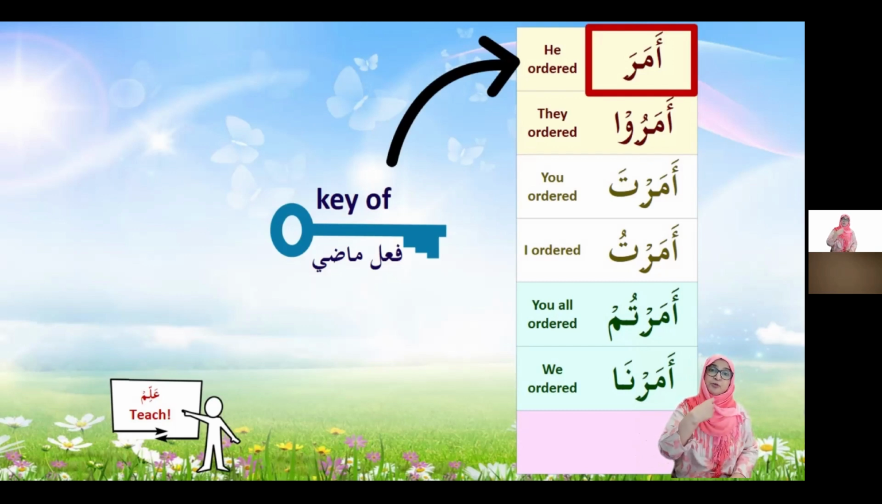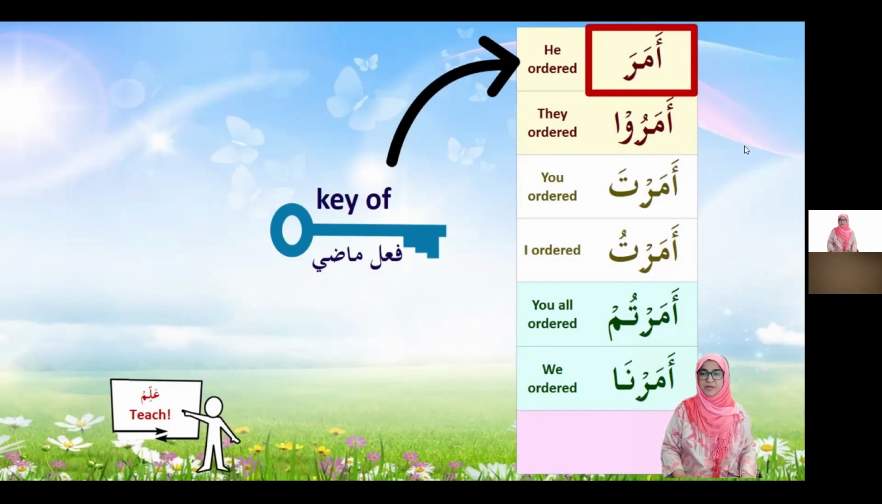And for you all ordered, Amartum. And we all ordered, Amarna. So I think this is very easy, we'll not spend too much time on this. Again, practice. Amara, Amaru, he ordered, they ordered. Amarta, Amartu, you ordered, I ordered. Amartum, Amarna, you all ordered, we all ordered.